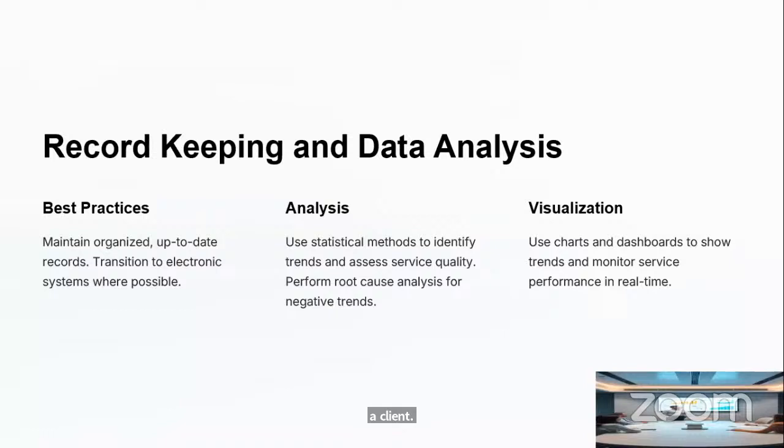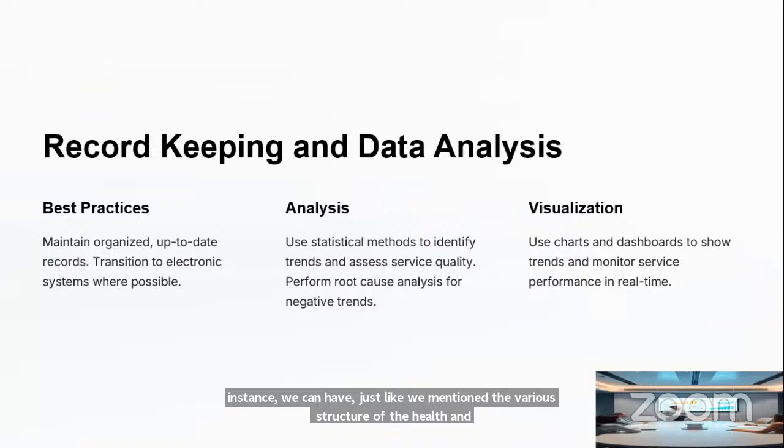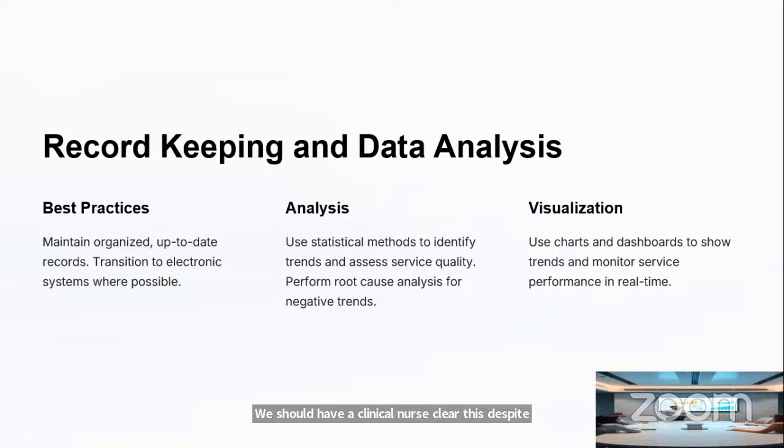And the records are expected to be organized by category. For instance, just like we mentioned, the various structures of the health information system. We should have our clinical notes clearly separated, our billing information separate, treatment outcomes separate, so that when we need to refer to them, they can be easily utilized, rather than all jam-packed for you to be extracting what you need. Specifically, that would be very inconvenient.